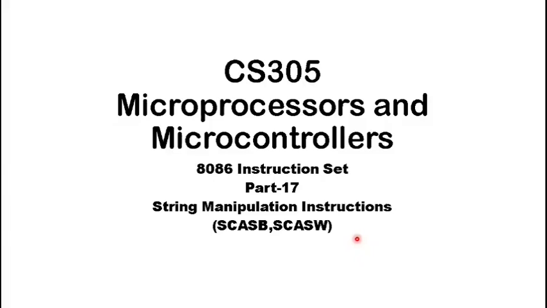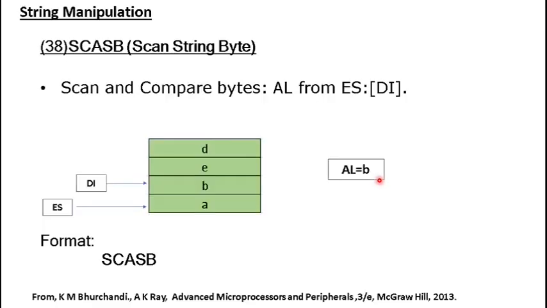This is part 17 of 8086 instruction set, and we will be continuing with string manipulation instructions. Suppose that we need to look up a pattern in a particular string. For that we have a set of scan instructions which will scan the given string and look for the first match of the pattern which we are searching for.